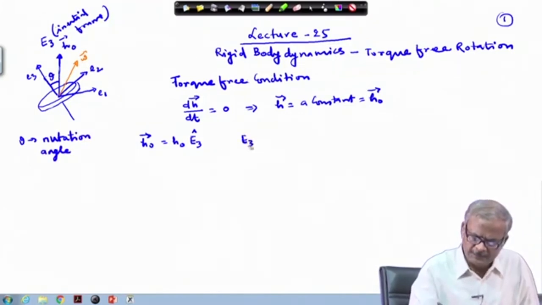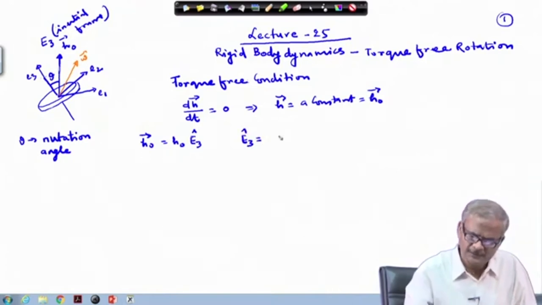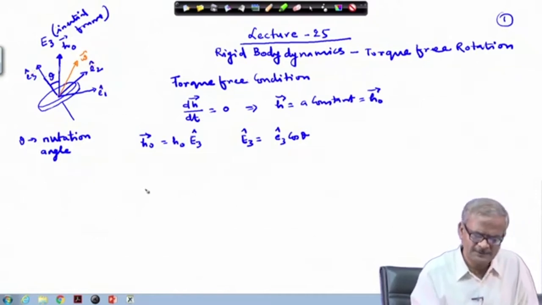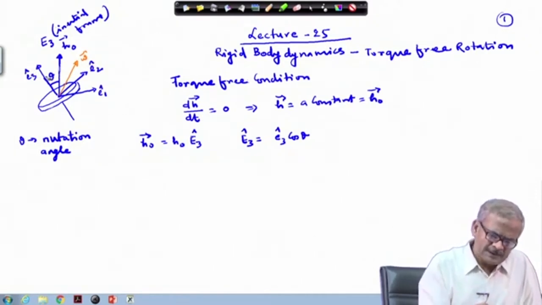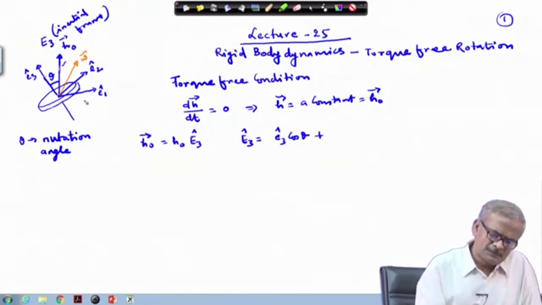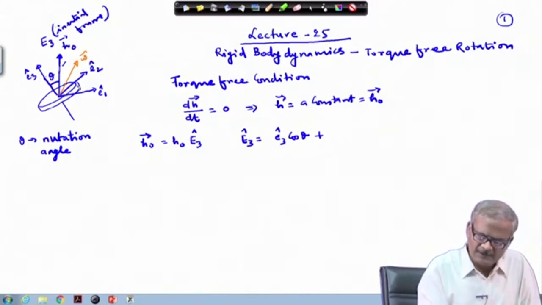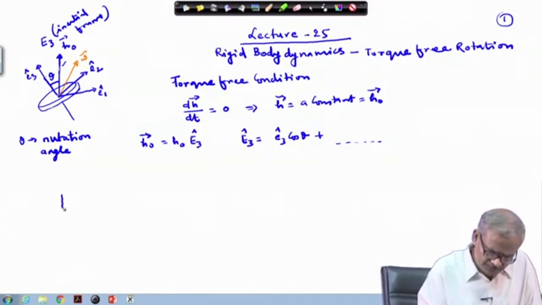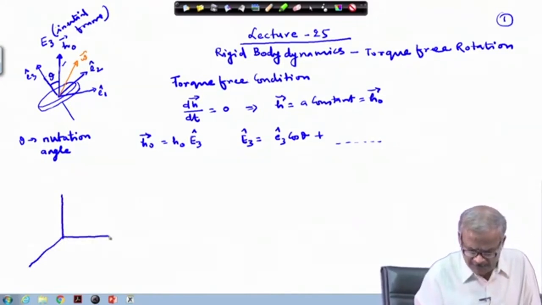Therefore, this unit vector can be described in terms of the body axes: along this direction we have E 3 cap, E 1 cap along this direction, and E 2 cap along this direction. So, it has a component along this axis, that will be E 3 cap cos theta, plus, now from this place it is not visible, but we will have to draw another figure. We will have another vector here, and that time sin theta will appear. So, this vector we need to fill in. Let us go back to the situation from where we start.